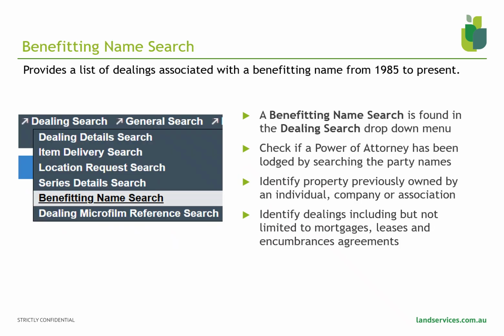A benefiting name search is located in the Dealing Search drop-down menu. These searches provide a list of dealings associated with a benefiting name from 1985 to current. So what can this product be used for? You can check if a power of attorney has been lodged, identify property previously owned by an individual, company, or association, while also identifying dealings including but not limited to mortgages, leases, and encumbrances agreements.